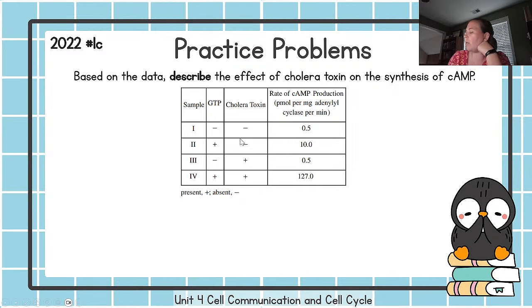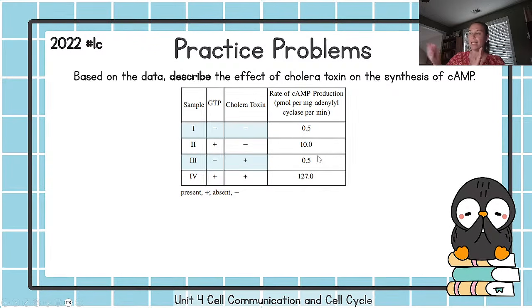So if I look at my graph, I can say, okay, let's see. Here's sample 1, and then let's compare it with 3. If I compare it with 3, I can see that 1 and 3 both don't have GTP. So it allowed me to compare easily. And then here, no cholera, and then cholera. So I can see what is the effect of cholera on the presence of cyclic AMP. Sample 1 has 0.5 and sample 3 has 0.5. So in the absence of GTP, I can see that there is no effect on the production of cyclic AMP.